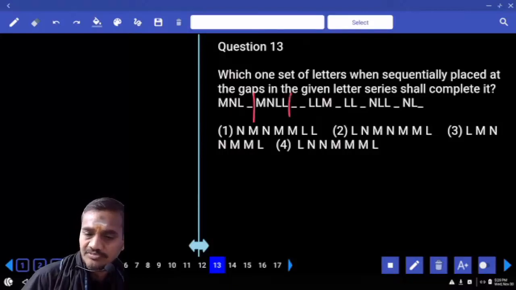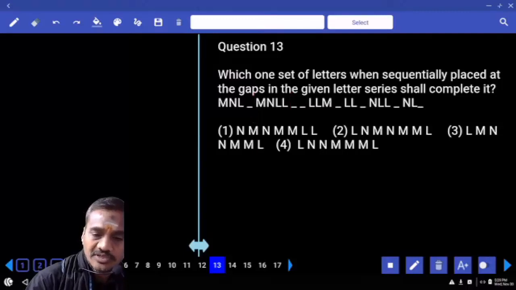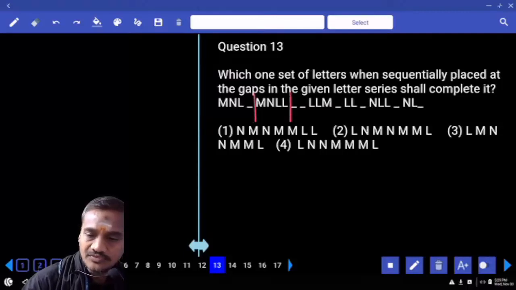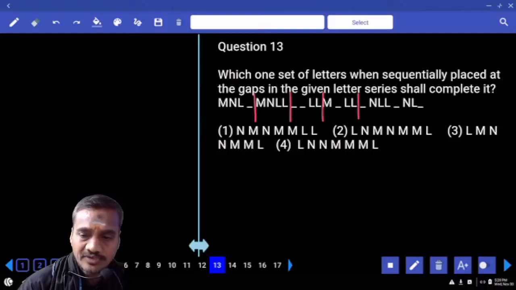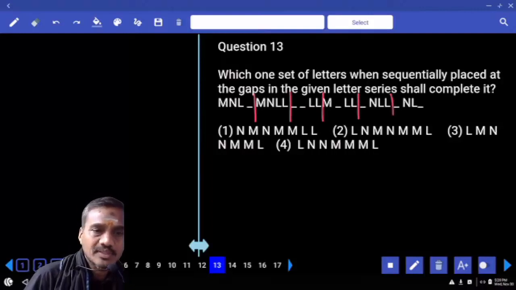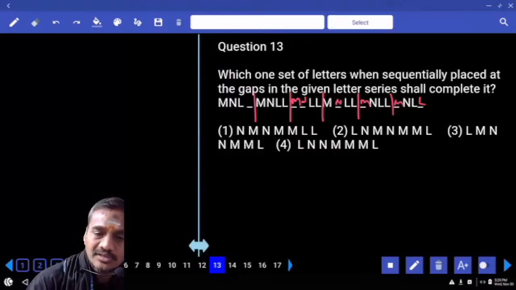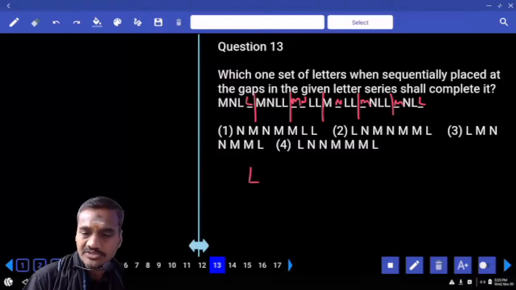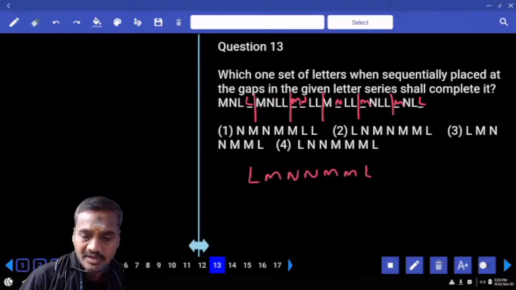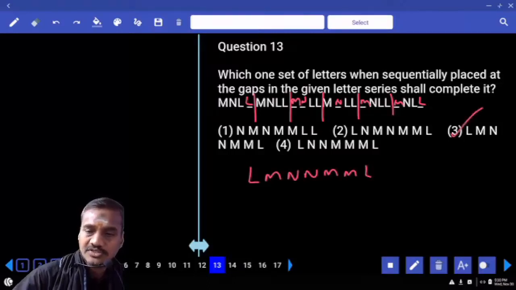Now where does it start, tell me. Now the fourth, if we take 1, 2, 3, 4, 1, 2, 3, 4, 1, 2, 3, 4, and so on. 24 can be written as 4 into 6. Now first let it be M in all this, and M is here, M is here, M is here. M and LL, M and LL, M and LL, M and LL. Then what are the terms that are missing out? L, M, N, N, M, M, L. Answer: choice 3, question number 13.